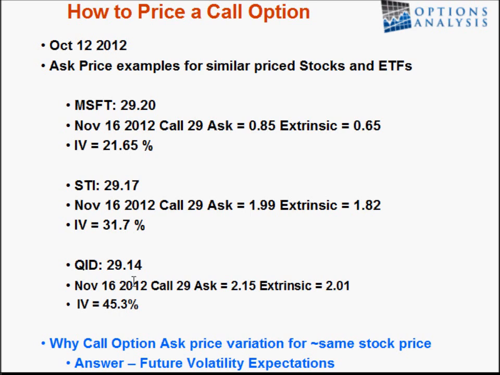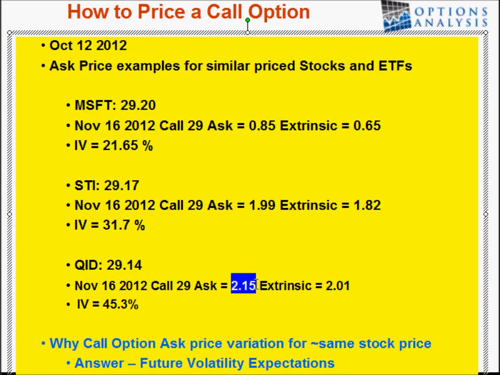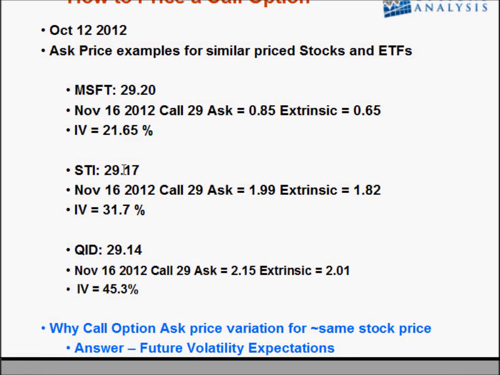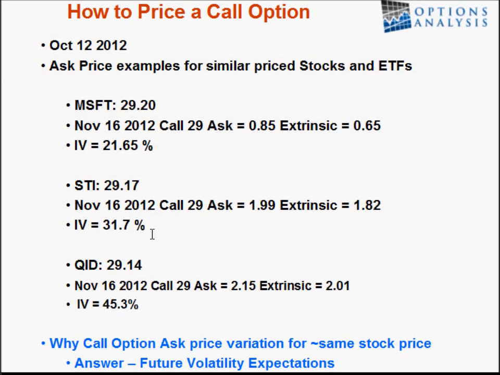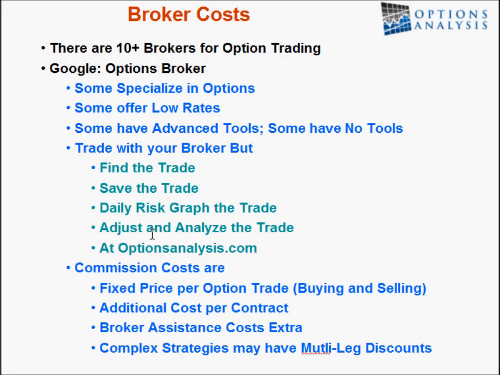Here's an even bigger one. QID, 29.14 was the value at end of day on October 12th. For its 29 call option, it has an ask of 2.15, a huge value of 2.01 in the extrinsic value, the price you have to pay over and above the expiration value to trade this call option. Why are these numbers so different for almost the same thing? And the answer is, it depends on what the trader's future volatility expectations are for the stock being traded.